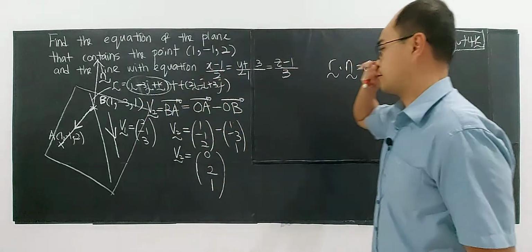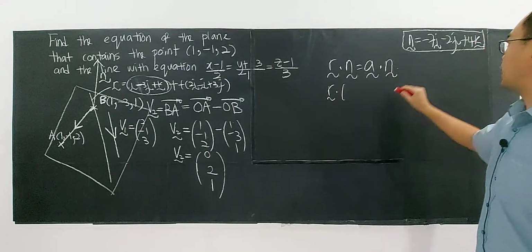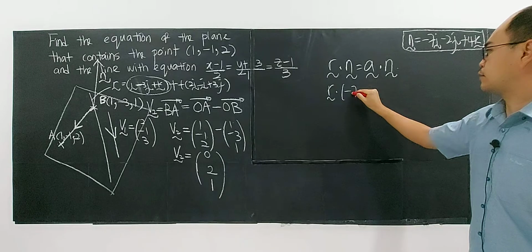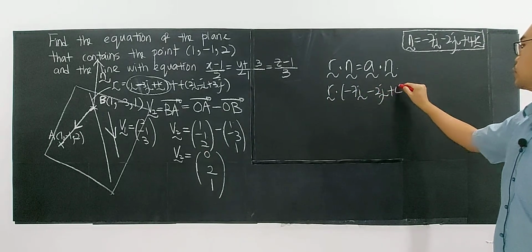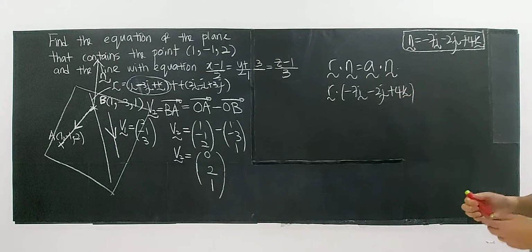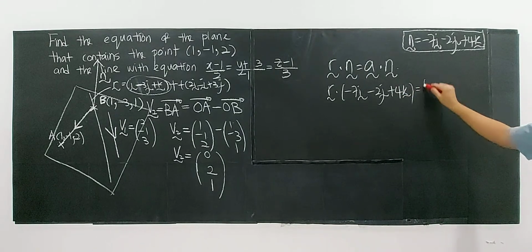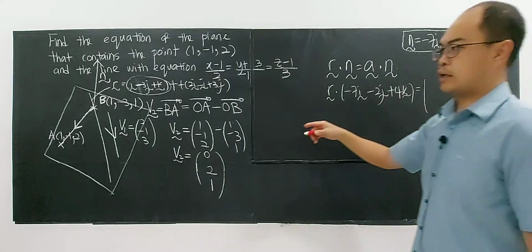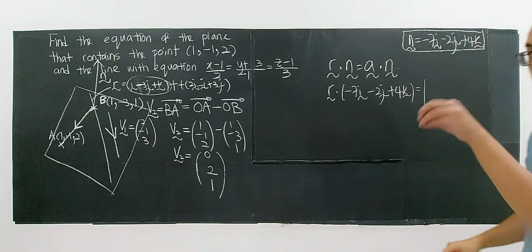Alright, and we have r dot n. Your n is negative 7i, negative 2j, plus 4k, which is equal to a dot n. So your a will be a point. You can use either this point or this point, as long as the point is on the plane.